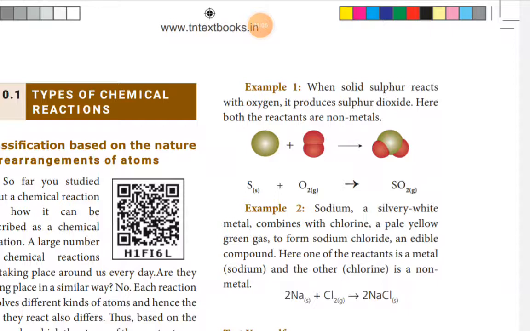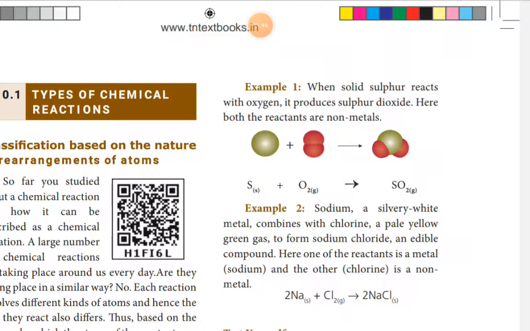Then the second example, sodium, which is a silvery white metal, combined with chlorine, which is a pale yellow gas. Sodium is a metal and chlorine is a gas, and these two combine to give an edible compound, sodium chloride. What is the edible compound? Sodium chloride is used as common salt in our kitchen. We are using sodium chloride to give taste to our food, for the preservation of food, for the preparation of pickles. So sodium chloride is an edible compound.